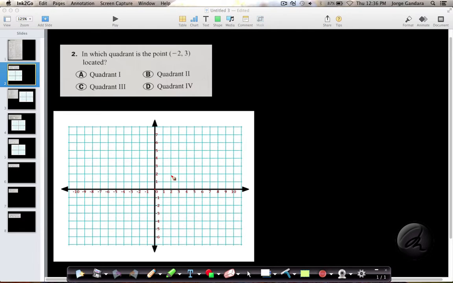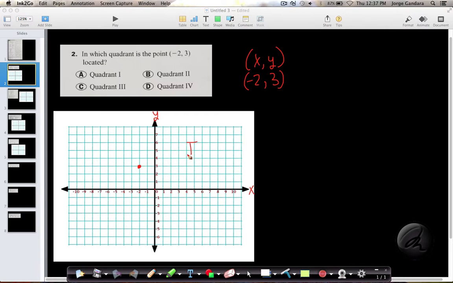So -2, 3. Okay, so my coordinates always have an xy coordinate. And this particular one is -2, 3. So then my x is -2 and my y is 3. So that means on my x-axis, and this is my y-axis, I go over -2 and then I go up 3. And that is my first point. So the question is, what quadrant is this located in?